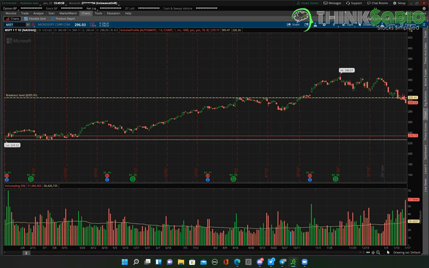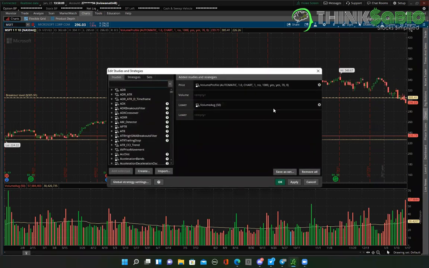Are volume profile and the RSI indicator similar? No, RSI is not similar to volume profile. RSI has no relation to volume for that matter. As a matter of fact, RSI, let's look at this.